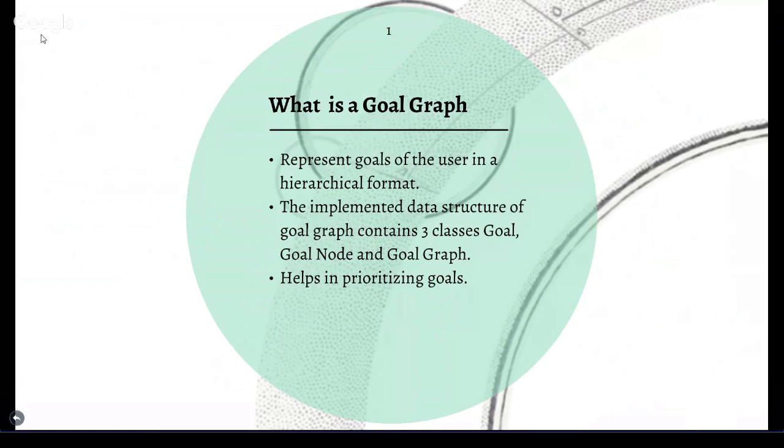The goal node contains four objects within it. The first is the goal, the second is the parent set, the third is the children set, and the fourth is the plan to achieve the goal. And then the goal graph contains all the relations between the nodes. That is, a single node might be a parent to some other node, or it can be a child to some other node. The goal graph structure helps the user as well as the agent to prioritize all the goals which it has.